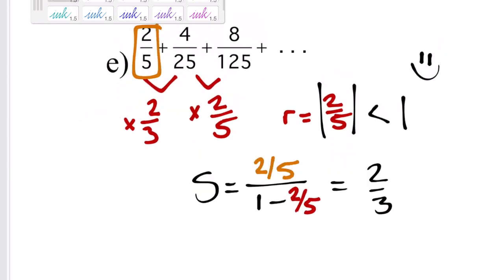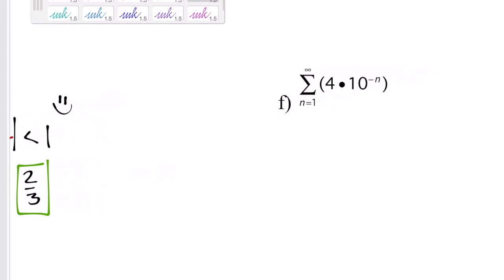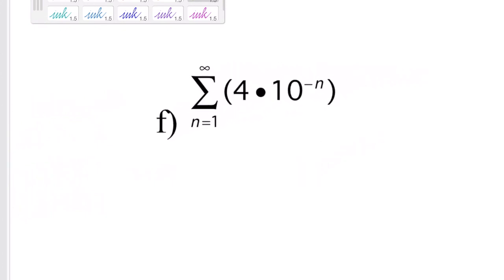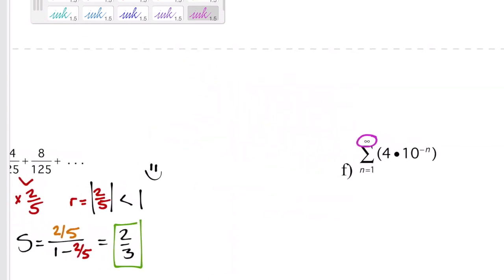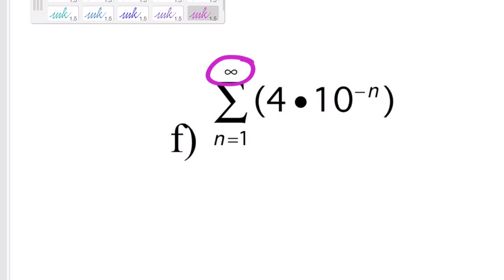And this one, we end up with a very nice, pretty sum of 2/3. On to the next. Oh goodness, this is an infinite series, which is what we've been looking for. These all had the dot, dot, dot, which told us it was going on forever. This one has an infinity at the top of it, so we know it's going on forever.